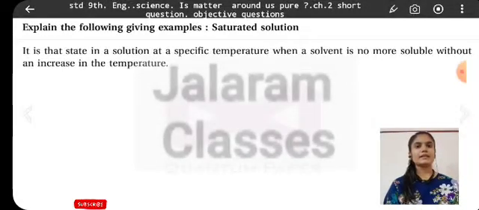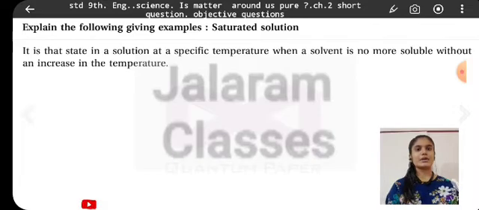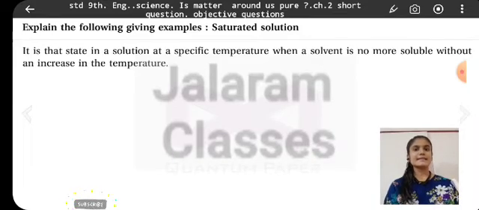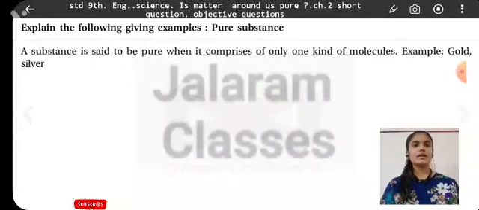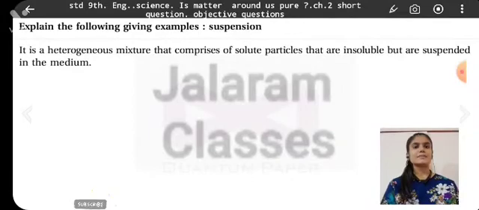Explain the following giving examples. Saturated solution. It is that state in a solution at a specific temperature when a solvent is no more soluble without an increase in the temperature. Pure substance. A substance is said to be pure when it comprises of only one kind of molecules. Example, gold, silver. Suspension. It is a heterogeneous mixture that comprises of solid particles that are insoluble but are suspended in the medium.